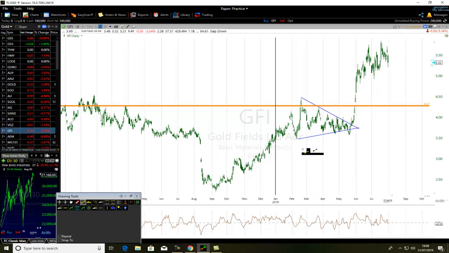As you can see, at the beginning of the year, you can see a nice triangle there, we tested it, and then here it is. Now, what we need to pay attention to, as I told you, is that we are near a target zone now.